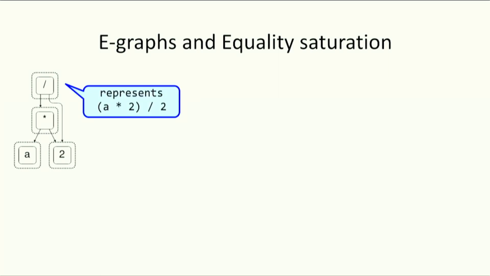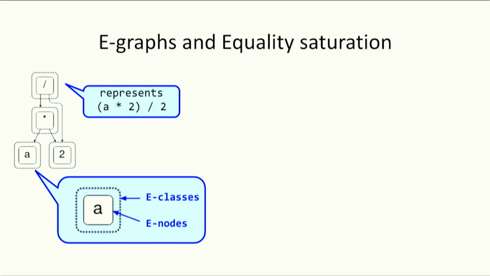This example e-graph represents A times 2 over 2. And if we zoom in a little bit, we will see these dotted boxes as e-classes and the solid boxes as e-nodes. Each e-class contains a set of e-nodes, and each e-node has 0 or more e-classes as children. So this e-class contains a single e-node, which is A, and A has 0 children. But other e-nodes, such as the times and division operators there, have 2 children e-classes.